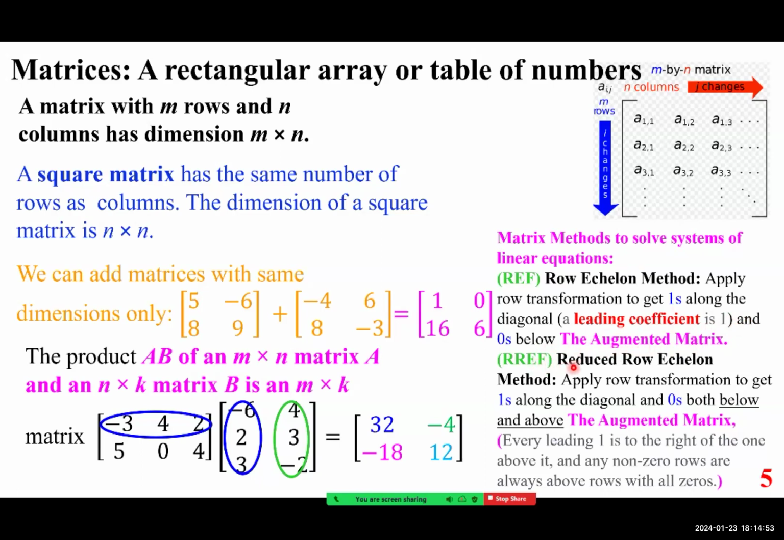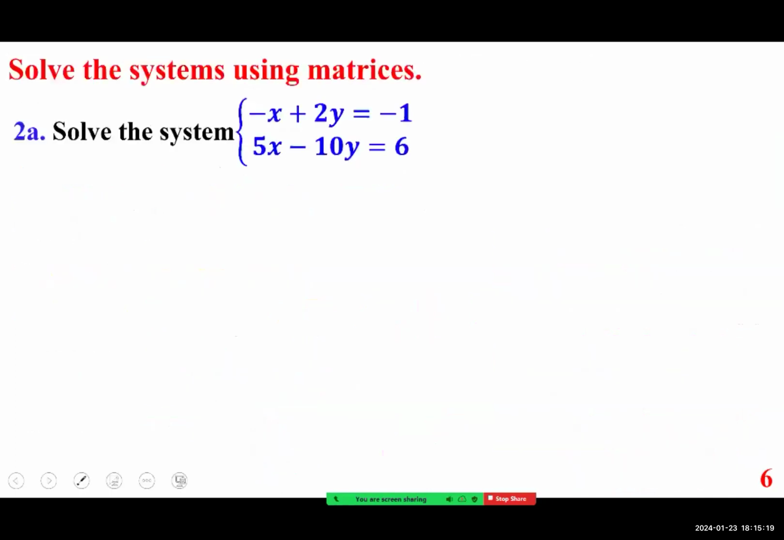Or RREF, it's called reduced row echelon form. Apply row transformations to get ones along the diagonal and zeros both below and above. The augmented matrix, that is what we are going to work on. Every leading one is to the right of the one above it, and any non-zero rows are always above rows with all zeros. So what do we mean by that? Let's look at the same question, 2a, that we just did, but using this method. So we have seen the question, but we want to look at it from a different point of view.